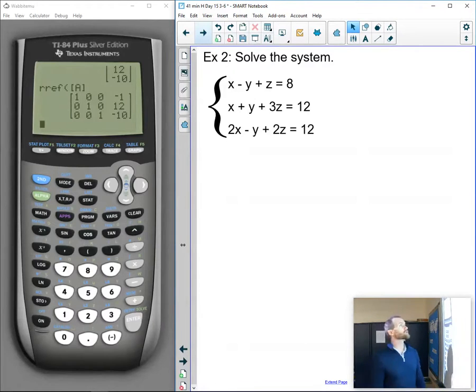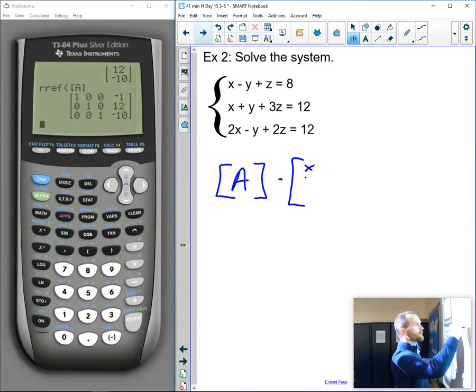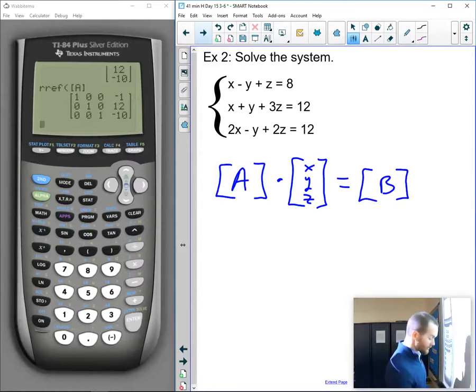So example 2, let's use method 1. So it's going to be matrix A times our variables, x, y, z. Once you get good at this, you don't have to write all this down. I'm just showing my work, equals matrix B. So let's set this up.